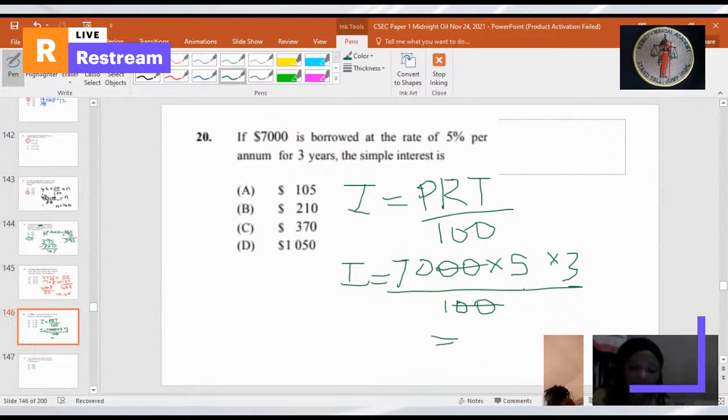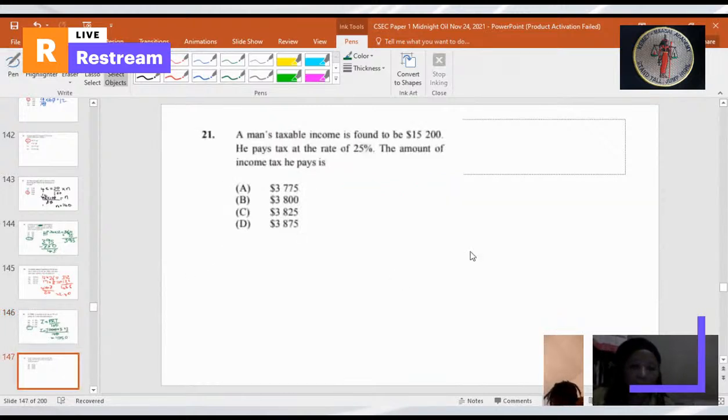70 times 5, that would be 350. Times 3 would be 1,050. Yes, miss. So that would be the interest. So that's D, 1,050. All right, number 21.